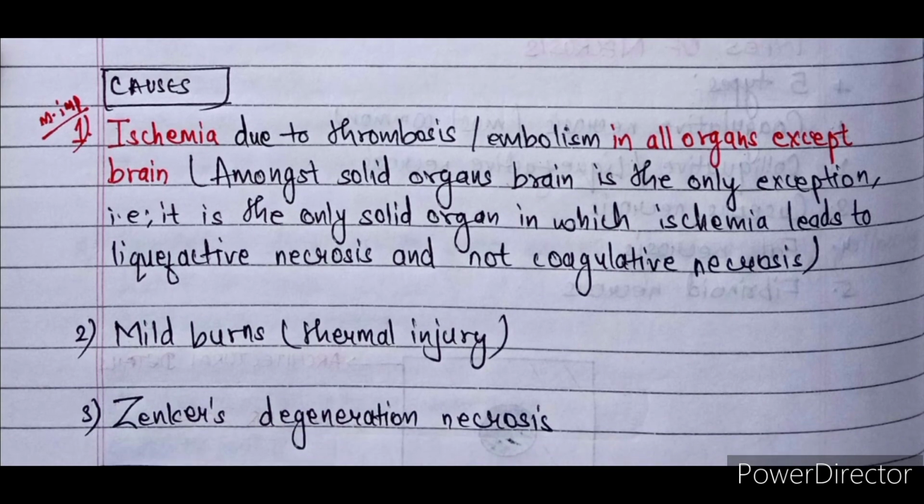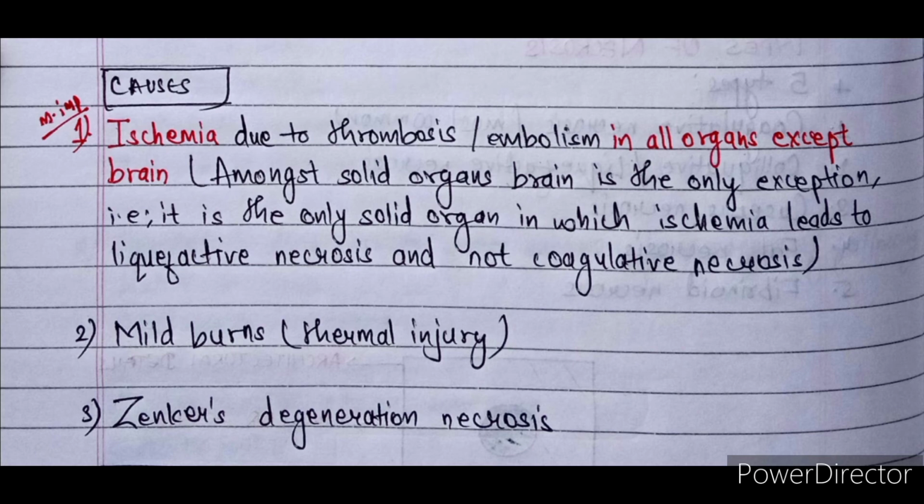Now let's see the causes of coagulative necrosis. The number one and most important cause of coagulative necrosis is ischemia, which means lack of blood flow, and it is due to thrombosis or embolism in many organs except the brain. In the brain there is no coagulative necrosis, only liquefactive necrosis takes place. Amongst solid organs, the brain is the only exception. It is the only solid organ in which ischemia leads to liquefactive necrosis and not coagulative necrosis.